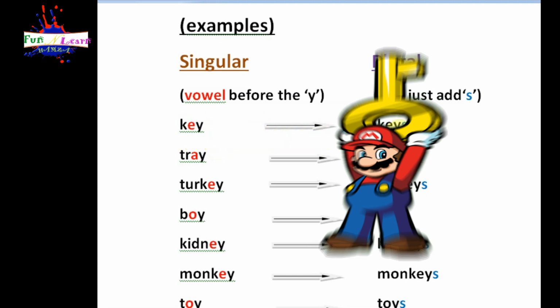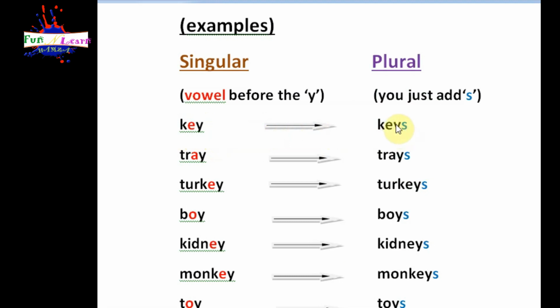So what do we do? We just add S at the end. We do not change this Y into an I. We just add an S. That's it to make it the plural.